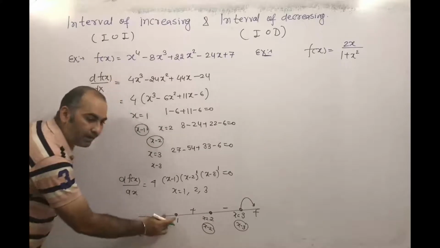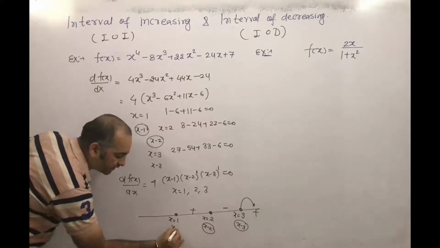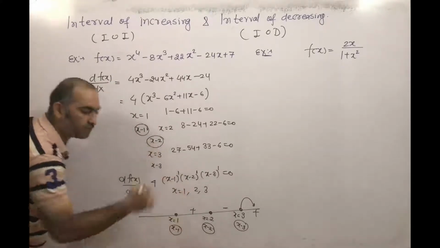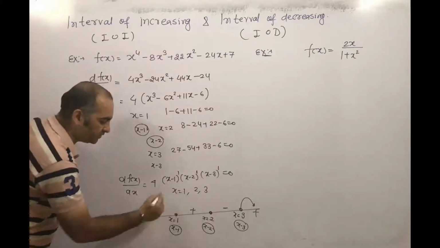Next will come 1, so x equal to 1. We have to check x minus 1. The power of x minus 1 is 1, so we have to change the sign. So this is positive, and this is negative.